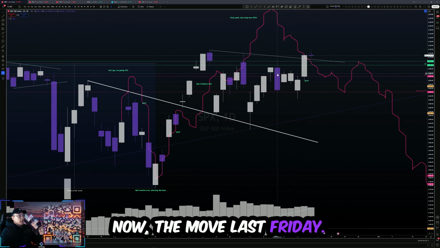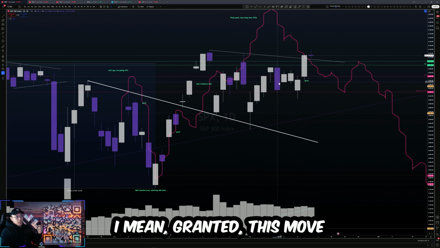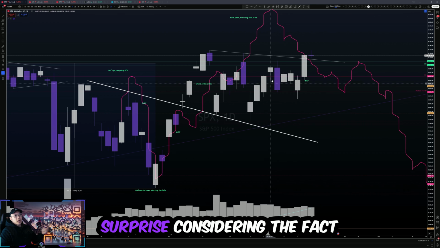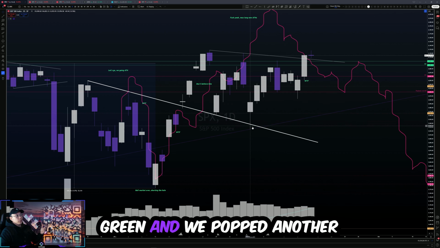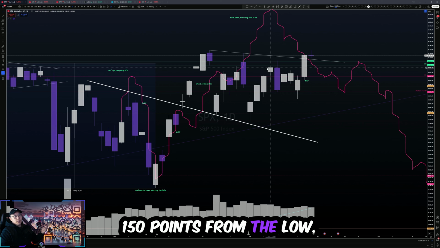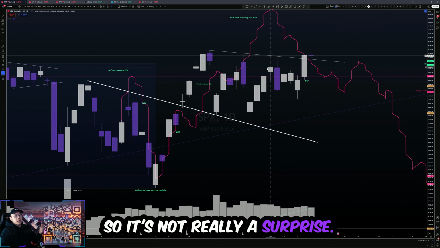Now, the move last Friday was a simple mean reversion. I mean, granted, this move should not really be a surprise considering the fact that we closed 4 days green and we popped another 150 points from the low. So it's not really a surprise.